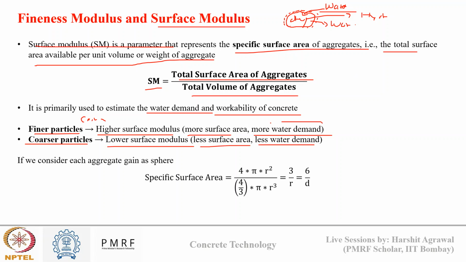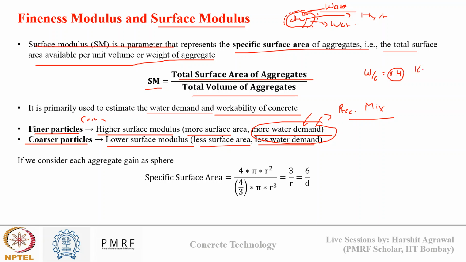Okay, so this more water demand and less water demand is something that we need to take as a precautionary measure in mixture design. We'll talk about this later also, but I'm just touching on it here. Suppose we take a W by C ratio of 0.4 for preparing concrete, and we didn't consider the water demand of aggregate. So what will happen from this 0.4 ratio?